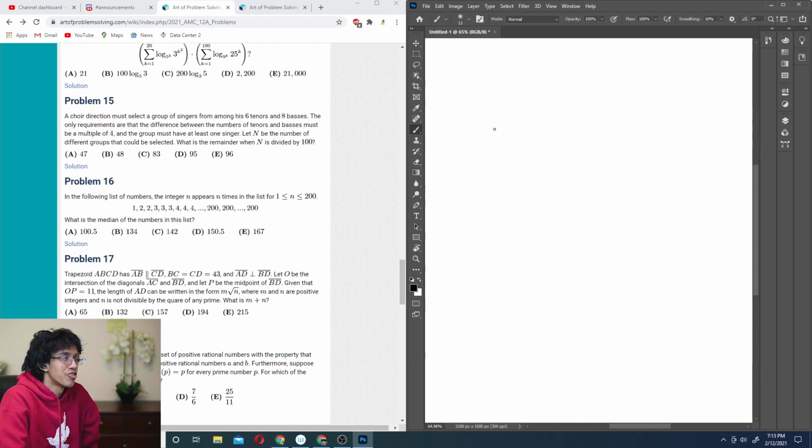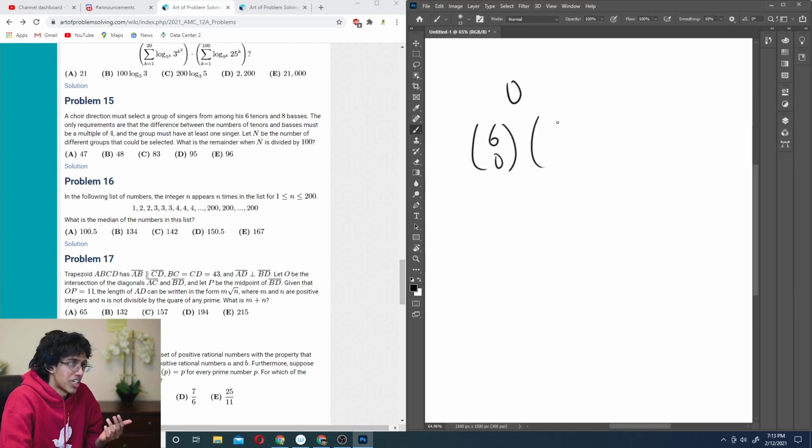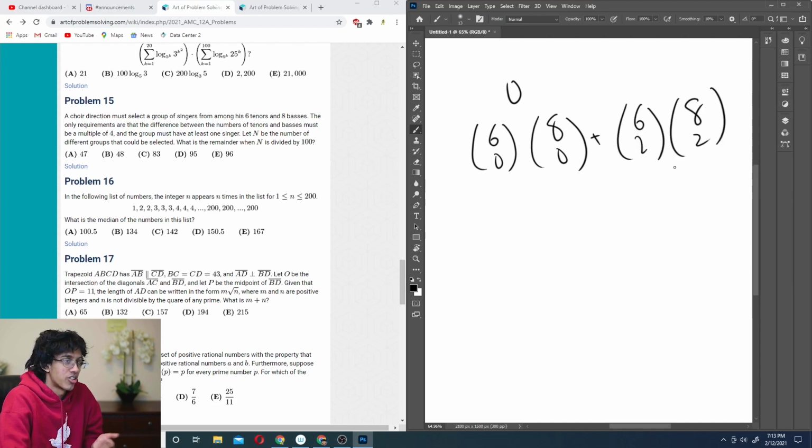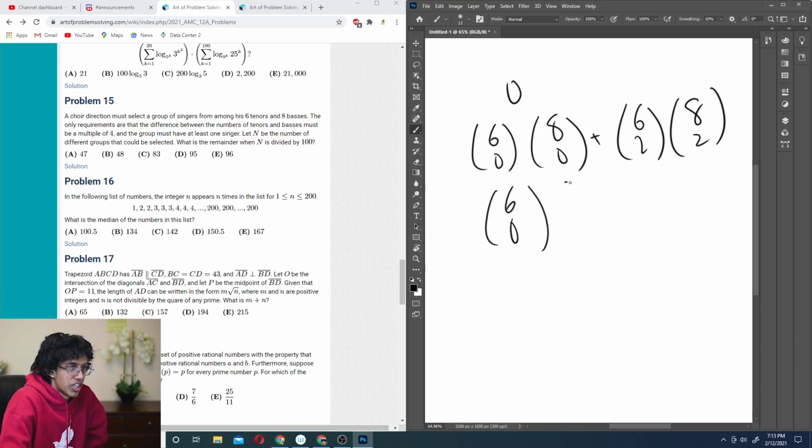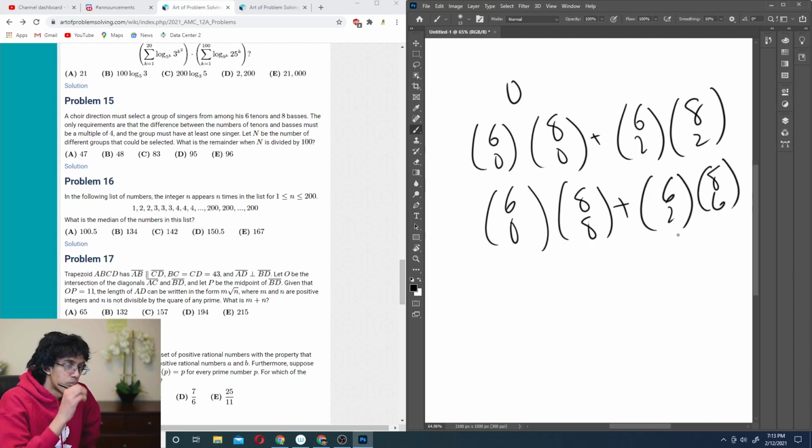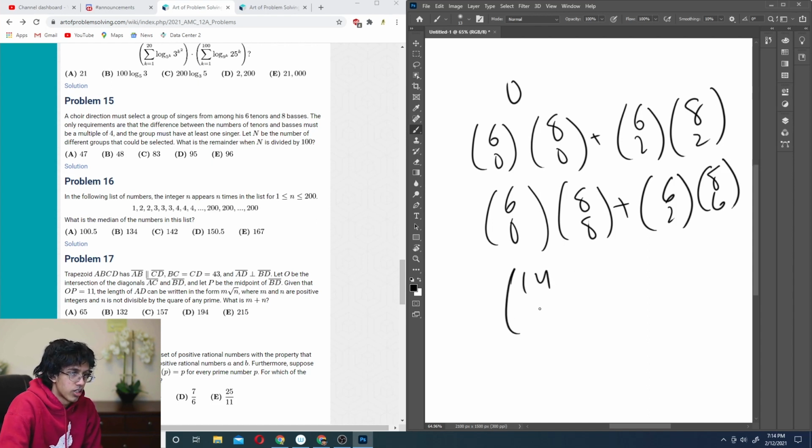Okay, yeah. So basically, you do casework on the difference, right? So if you have no difference, then it's 6 choose 0 times 8 choose 0 plus 6 choose 2 times 8 choose 2, and so on and so forth. And that is basically 6 choose 0 times 8 choose 8 plus 6 choose 2 times 8 choose 6, just going in opposite directions. So it's like choosing how many people are not in the group, which is essentially equivalent to choosing 14 choose 8.